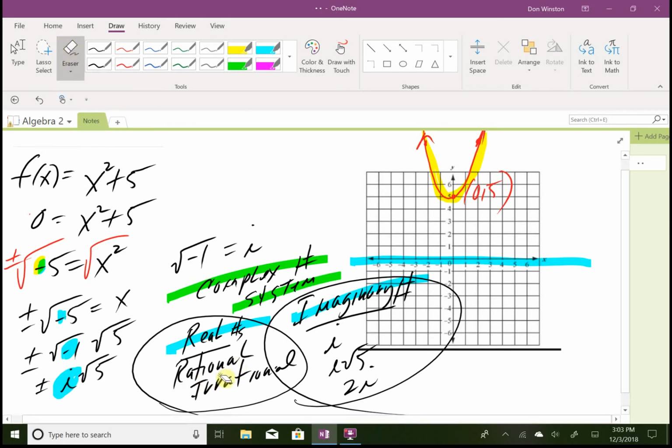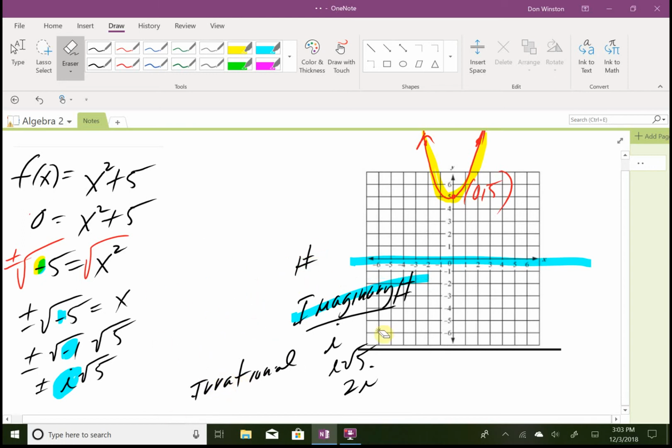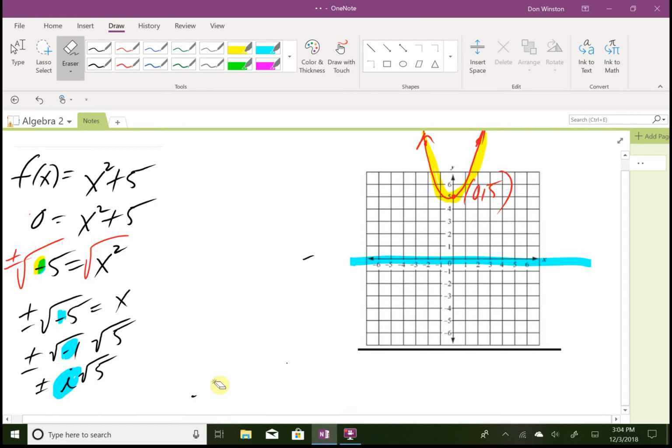Maybe another good example is if I had f of x equals negative x squared minus 4. My vertex would be at 0, negative 4.